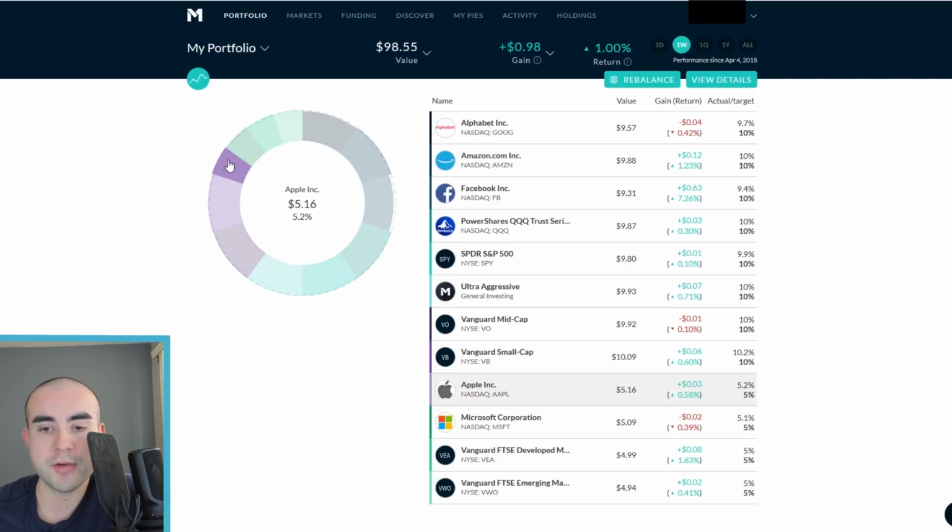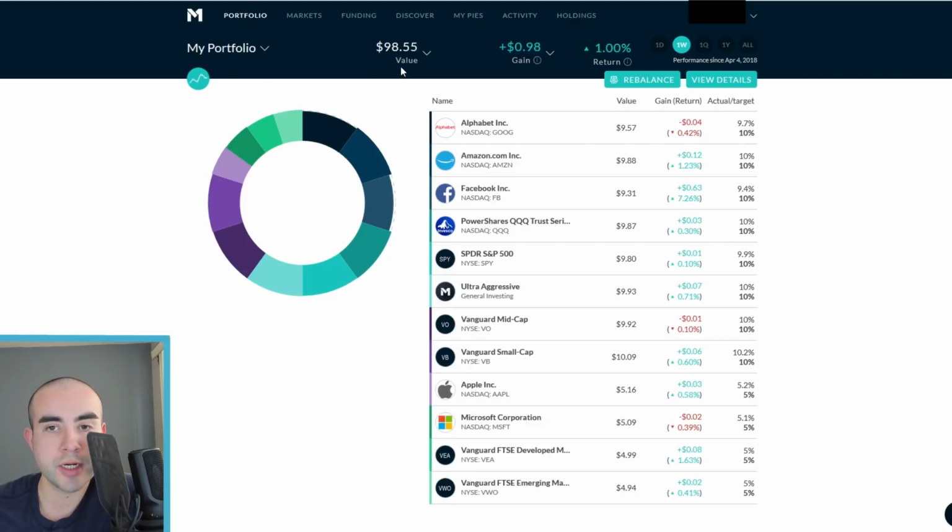And of course, they do have an actual breakdown over here further. Now, you'll notice on the whole page here, on the very top, it does show your current account value, the current dollar gain or loss over the past day, as well as the current return over the last day.